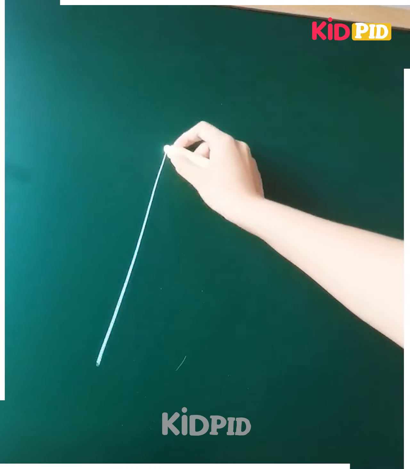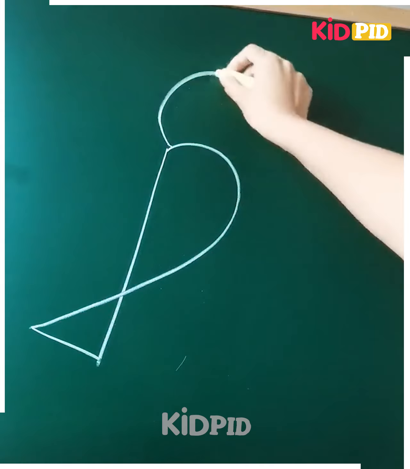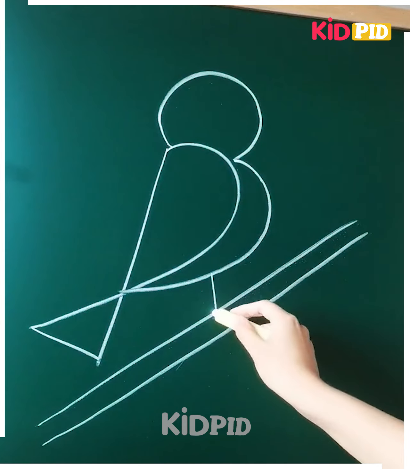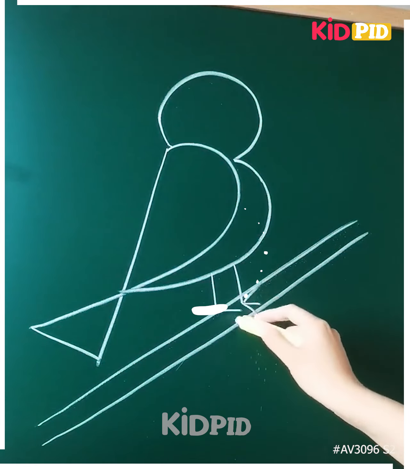Let's move further. Here we are going to show you how we can make this sparrow or any other bird that's just sitting over this stalk of the tree. This activity is very simple and best suitable for the small kids.